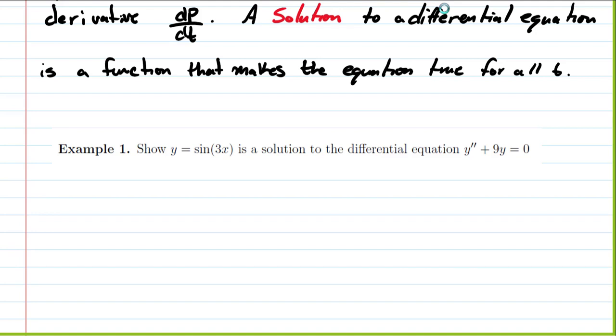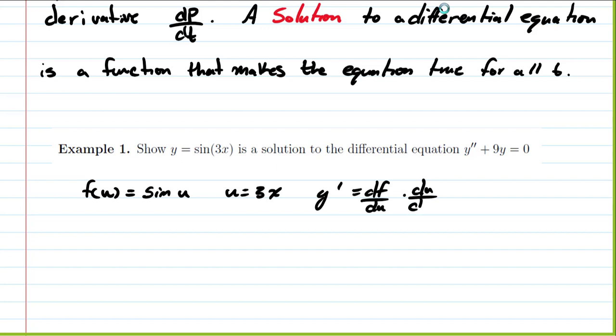Well, when we look at y, we notice that y is a composition. So f of u is sine u, and u is equal to 3x. So then y prime is df du times du dx. So that's going to be the derivative of sine, cosine u, times du dx, which is 3. So we back substitute and we get y prime is going to be 3 times the cosine of 3x.